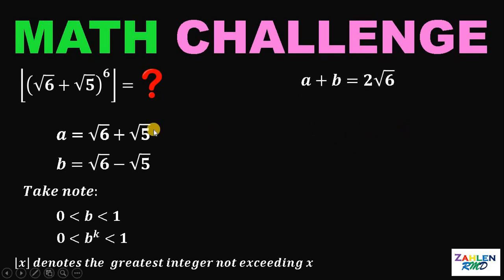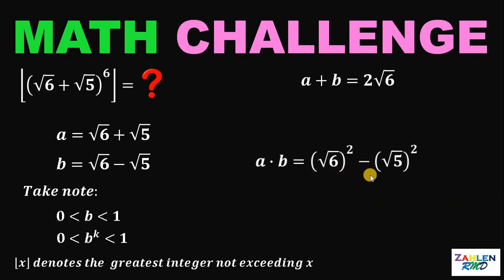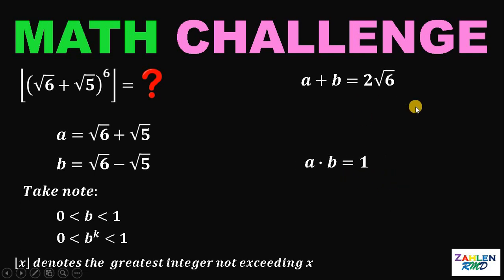Now instead of adding, let's multiply these two equations to get the value of a times b. Now notice that on the right hand side, we can apply the special product, and it is equivalent to square root of 6 quantity squared minus square root of 5 quantity squared. And this is simply 6 minus 5. And 6 minus 5 is just 1. Now, let's set aside this result.